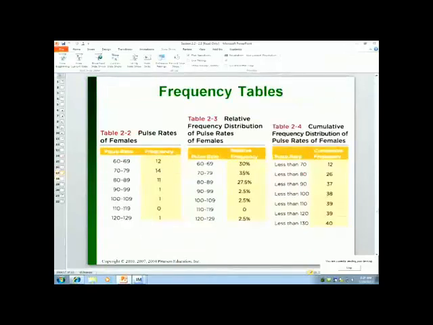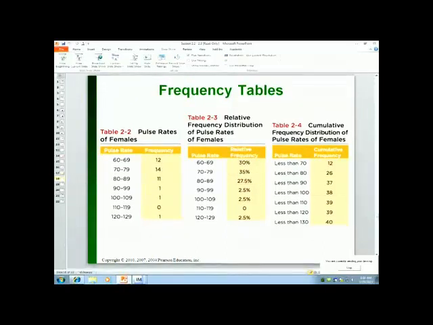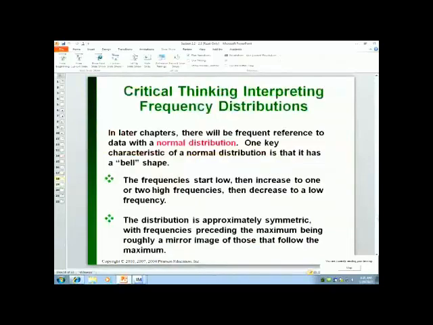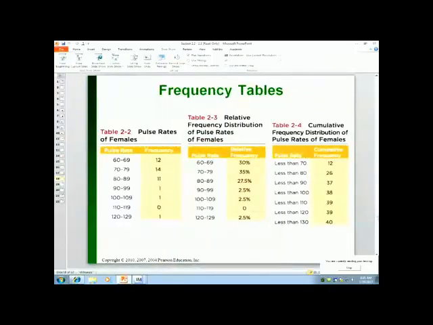Here are all three frequency tables for the pulse rate. The very simplest frequency distribution, the relative frequency distribution, which just converts all of these to percents of total, and then the cumulative frequency distribution, which doesn't have the upper and lower class limits, but it's just less than 70, less than 80, less than 90, and so on. So let's do the same thing with our cigarettes.